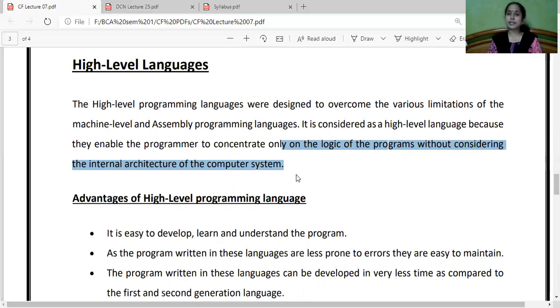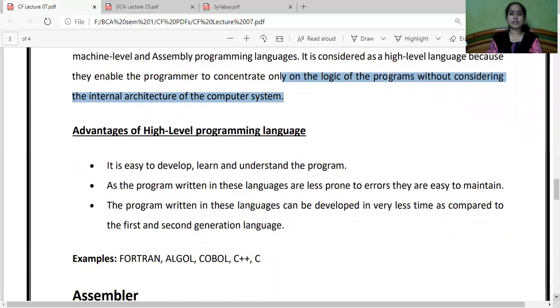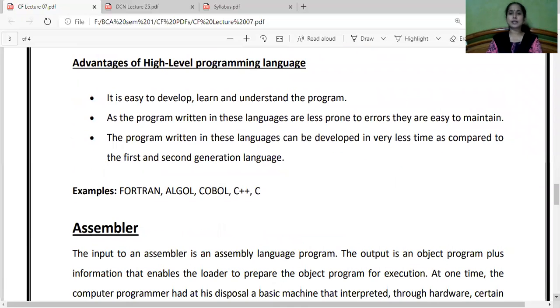मगर असेंबली के लिए मैंने क्या बोला, आपको पहले कंप्यूटर आर्किटेक्चर पढ़ना होगा, तभी आप असेंबली लेवल प्रोग्रामिंग कर सकते हैं. सो ये एक एडवांटेज है हाई लेवल लैंग्वेज का. Right? High level languages के advantages if we talk about, it is easy to develop, learn and understand the program, as the programs written in these languages are less prone to errors, they are easy to maintain, and the programs written in these languages can be developed in very less time as compared to first and second generation languages.